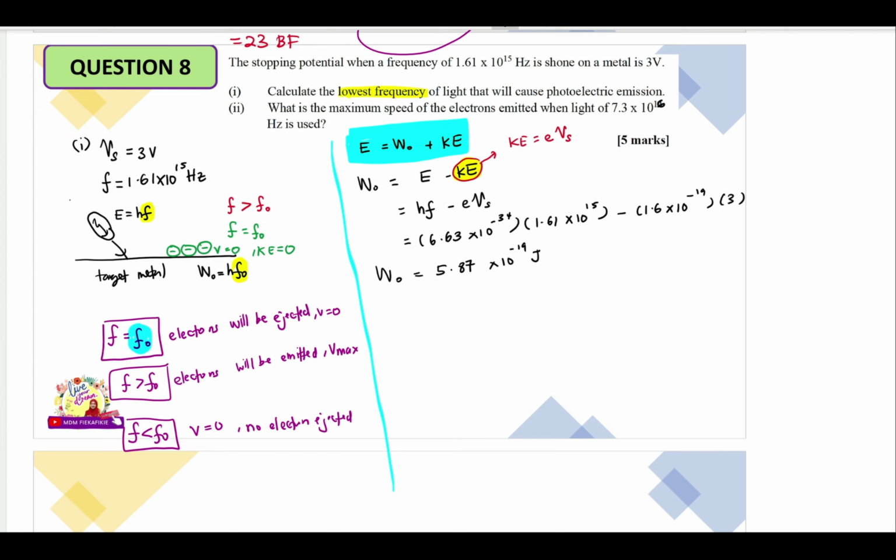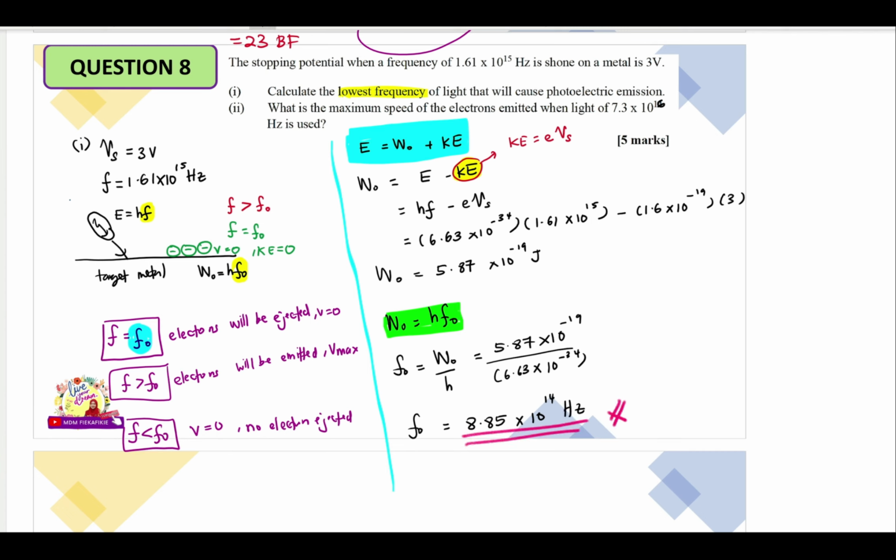Okay, and we want to calculate the lowest frequency, ataupun kalau kita refer kepada definition of threshold frequency, dia adalah minimum frequency required. So kita bolehlah gunakan formula hf0. Ini yang kita nak kira. Therefore f0 is equal to W0 over h. W0 tadi kan kita dah kira ke atas, you masukkan saja. Okay, so h 6.63 exponent negative 34. Finally, f0 you akan dapat 8.85 times 10 power of 14 Hertz. Okay, so this is the answer.